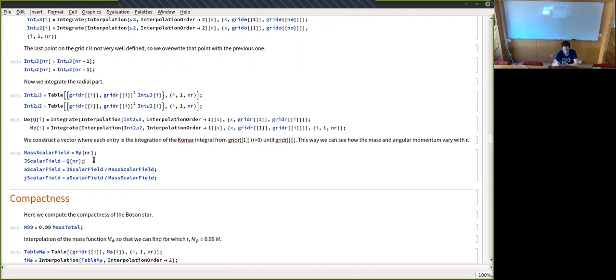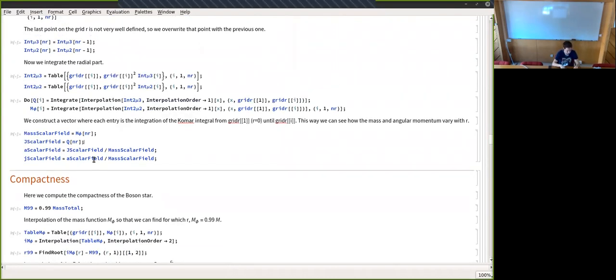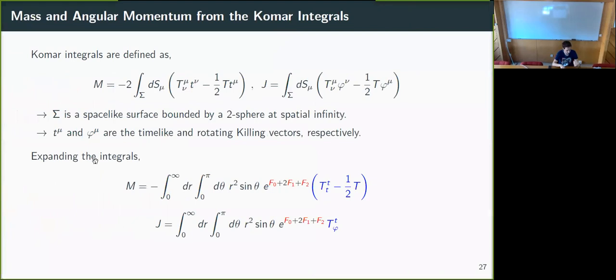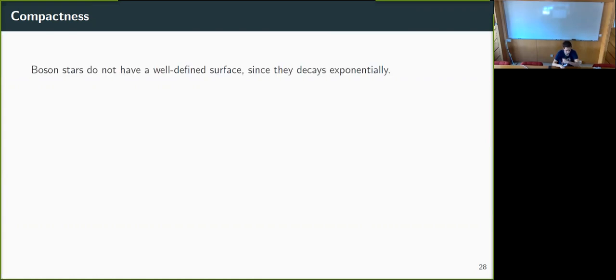For the case of a black hole, for example, a Kerr black hole with scalar hair, this will not be exactly the same because we also have the mass associated with the horizon. Then, after this, you can go and start to compute other things, such as the compactness. The compactness, Alexander already mentioned in his presentation for the spherical boson stars.